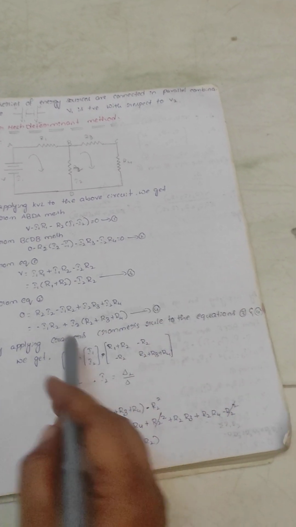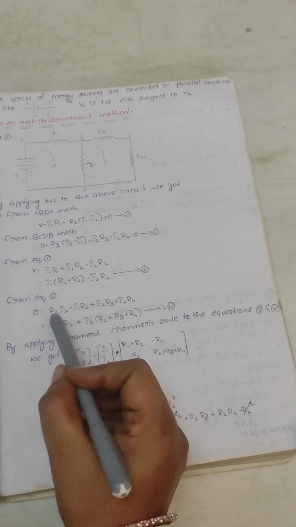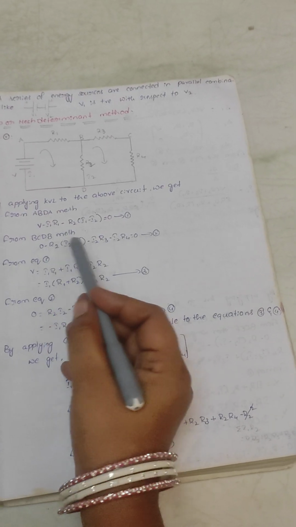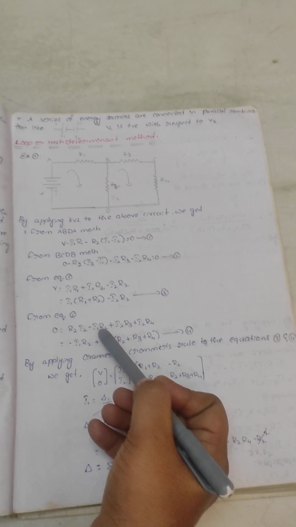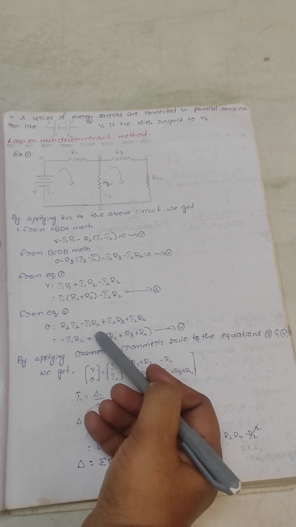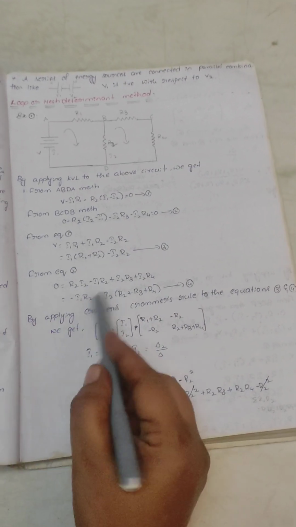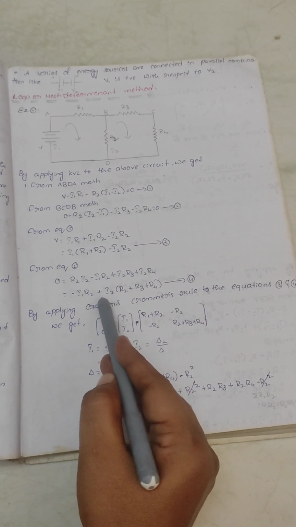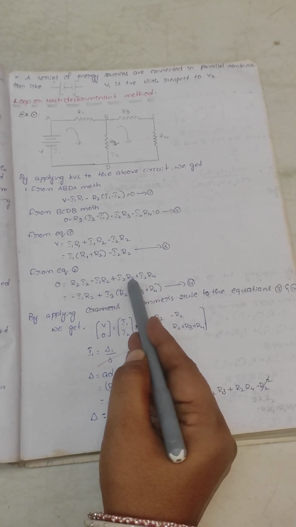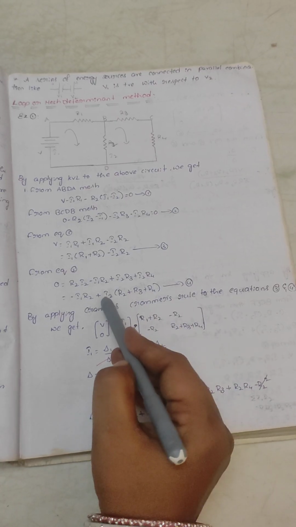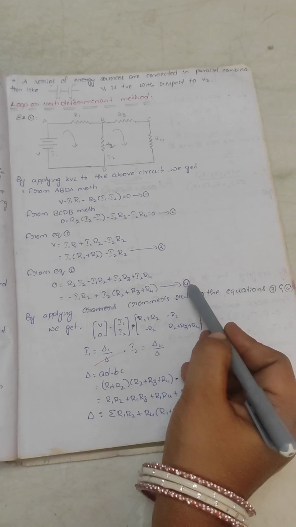Next, coming to equation 2: 0 is equal to minus R2 I2 with the sign changed, so minus I1 R2 plus I2 R3 plus I2 R4, that is minus I1 R2 plus I2 (R2 plus R3 plus R4). We are taking I2 as common. This is equation 4.